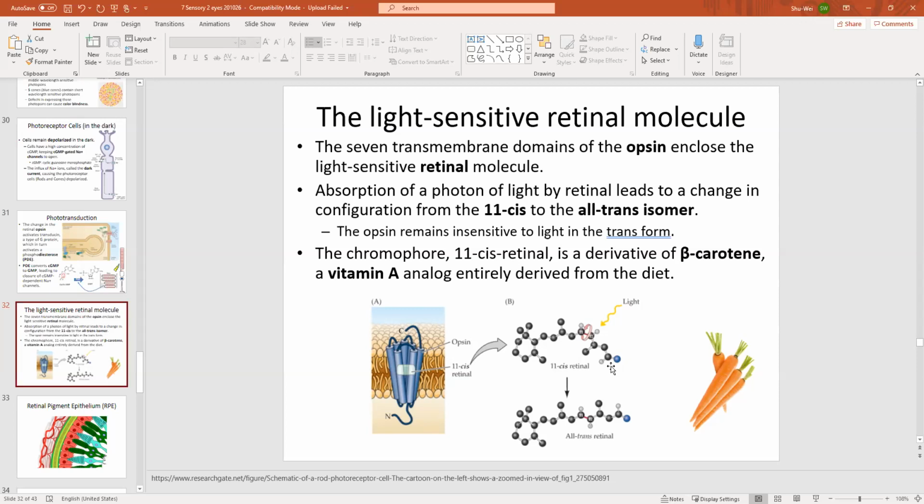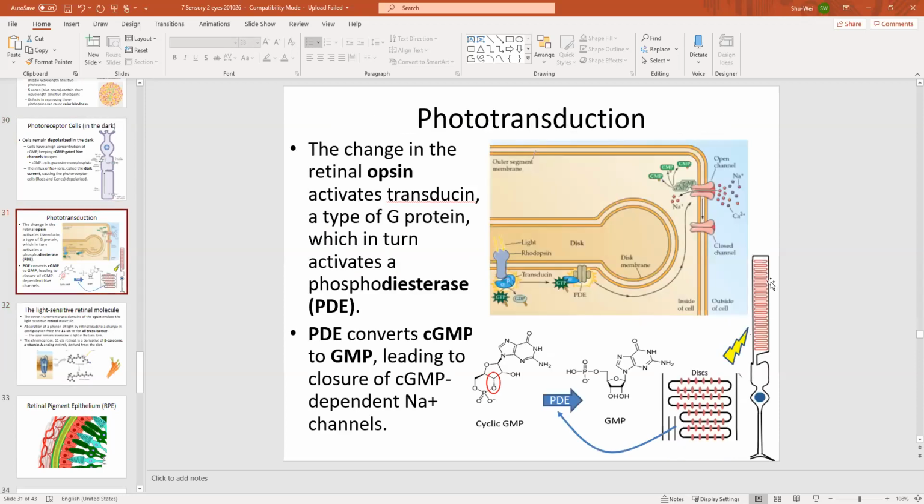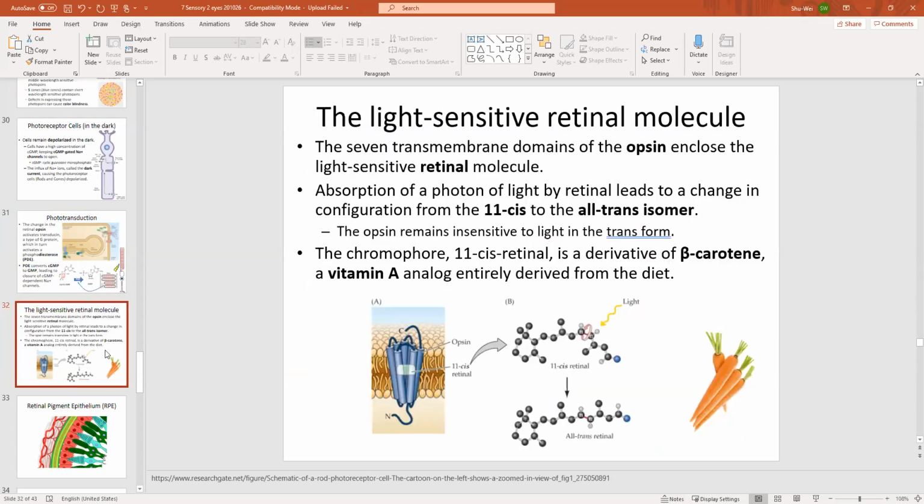One thing you need to know is that this 11-cis retinal, once it does its work and becomes all-trans retinal, becomes useless. It cannot be photon sensitive anymore. So we need to replenish it. We need to find a way to provide this functional 11-cis retinal to the photoreceptor again. It's very essential. That's why a good diet is important, because we need to replenish 11-cis retinal through our diet. It is a major derivative of beta carotene, a type of vitamin A.